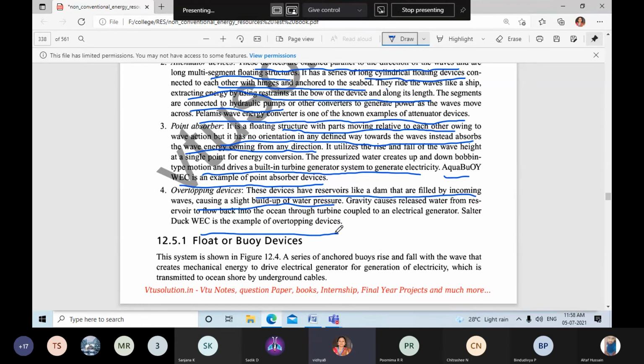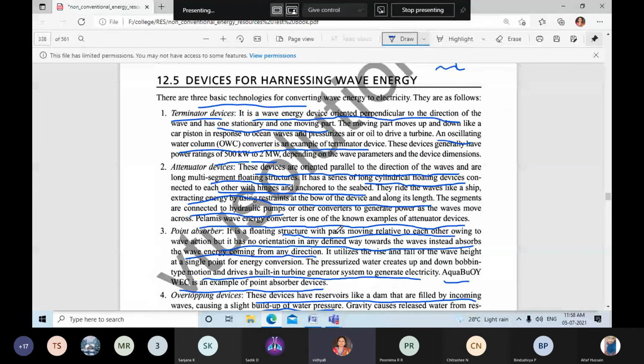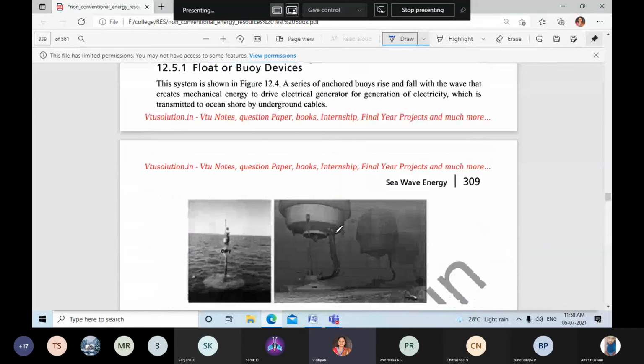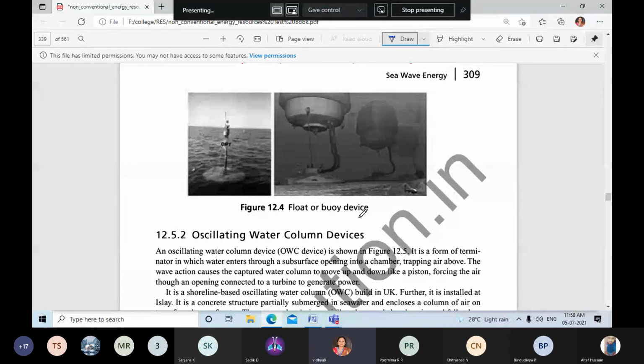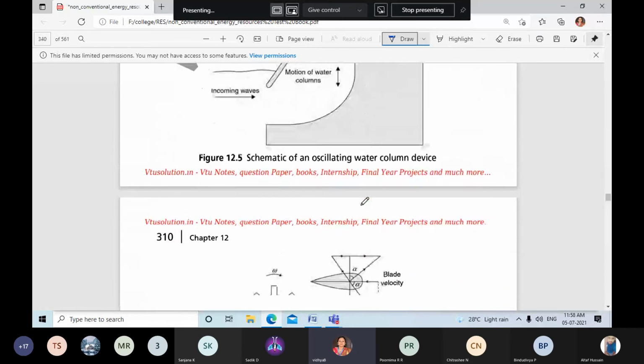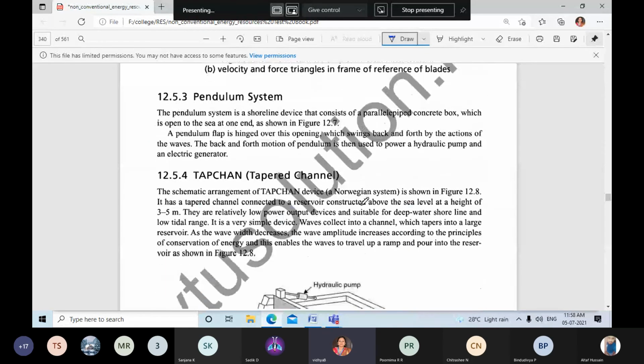Okay. In the next class, we shall see the pictures of these devices. Okay, I'll show the pictures of these devices so that you'll understand nicely. One by one we have discussed the floater buoy device, how it will be, and oscillating water column devices, how they will be. In the next class we shall discuss the pendulum system and tapered channel.